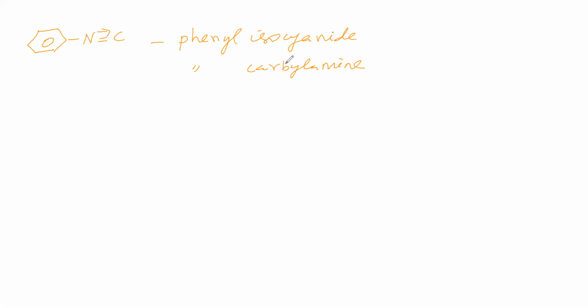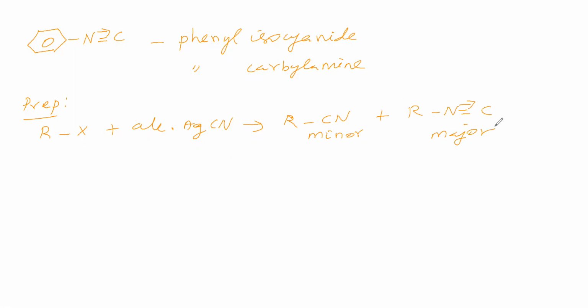Now we'll see preparation of isocyanides. We will take alkyl halide, and to this we are adding alcoholic AgCN. What compounds are we getting? One compound is RCN, that is cyanide, a minor product. Another compound is isocyanide, a major product. Then silver and halogen combine to give silver halide.